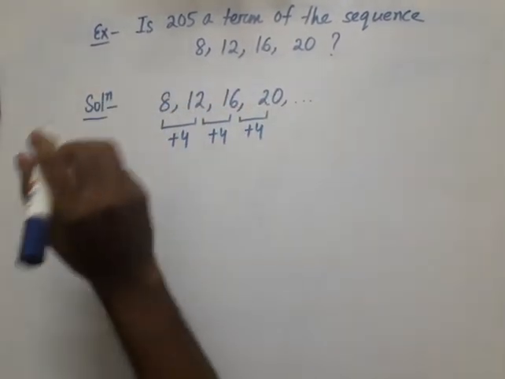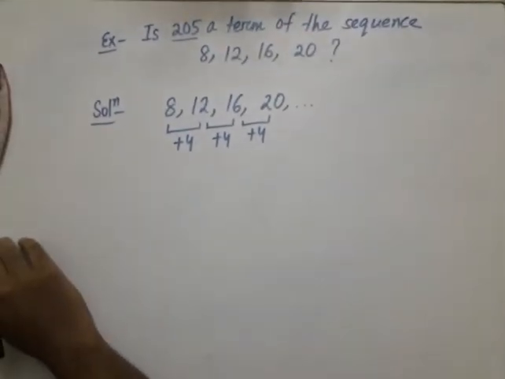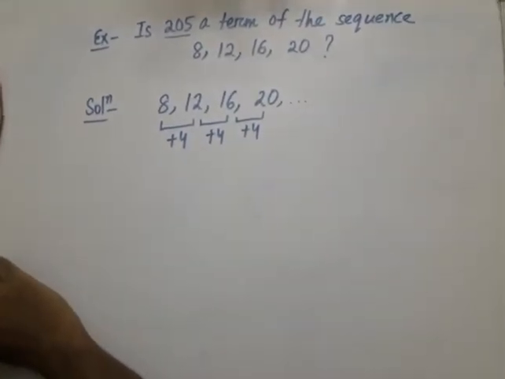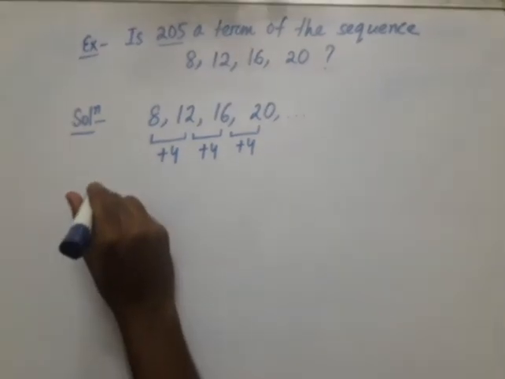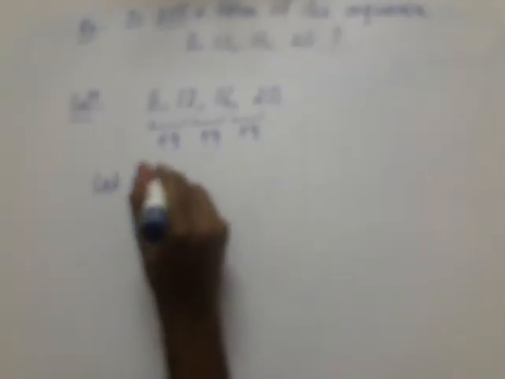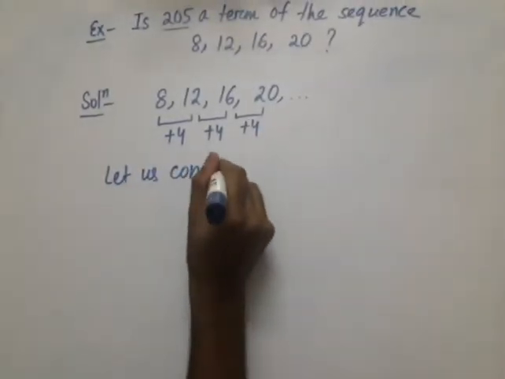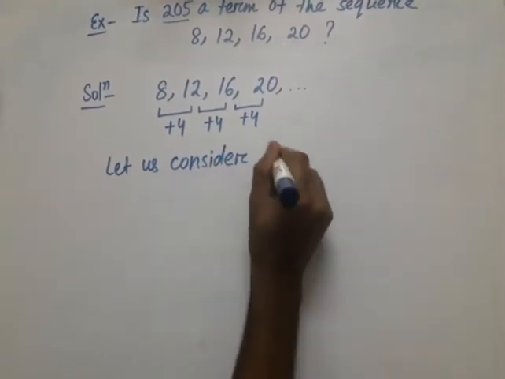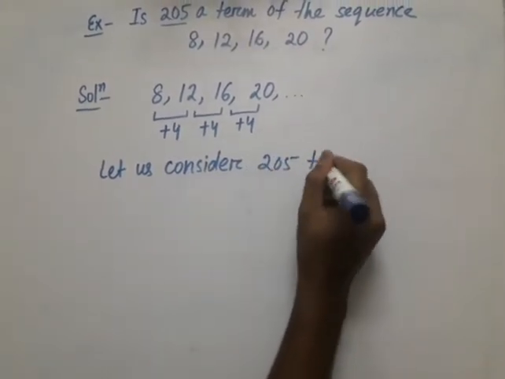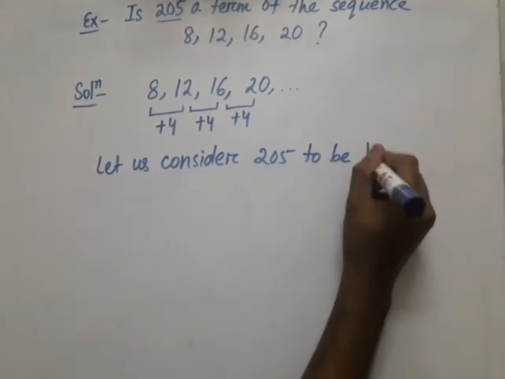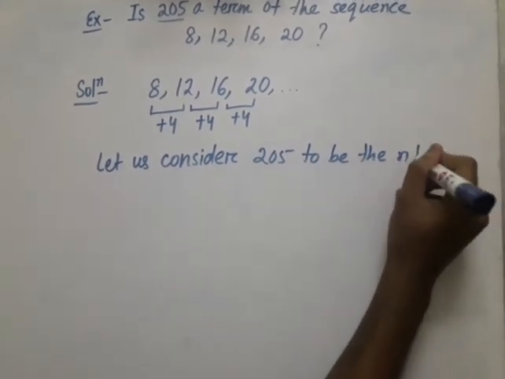Okay, so the given sequence is in arithmetic progression. Now we have to check whether 205 is a member of this particular sequence or not. For that, let us consider 205 to be the nth term.